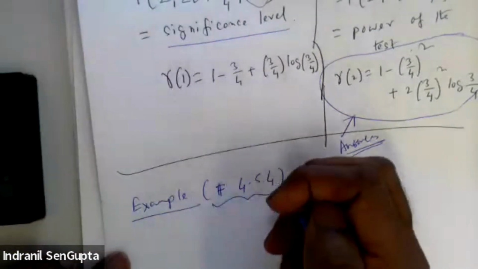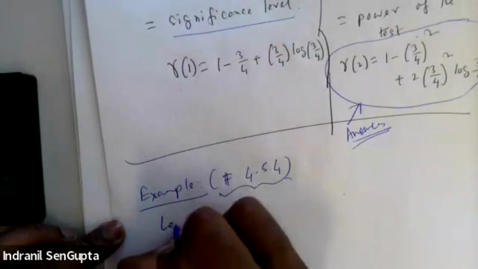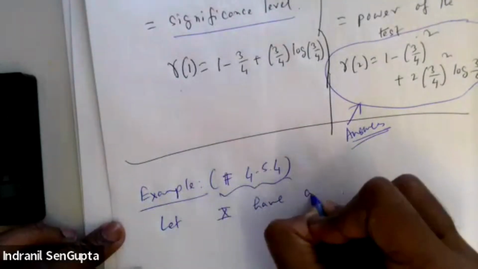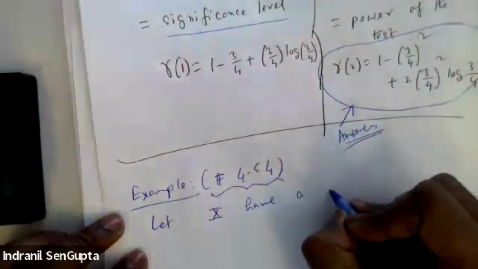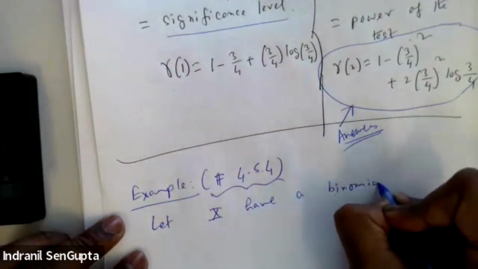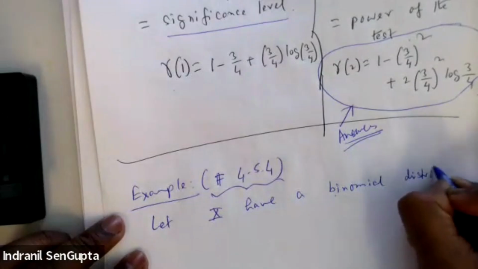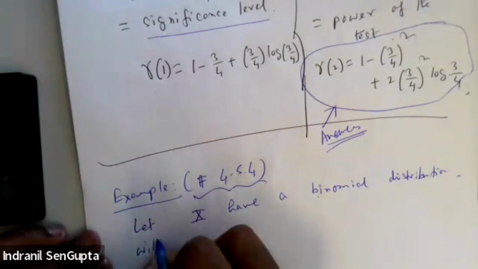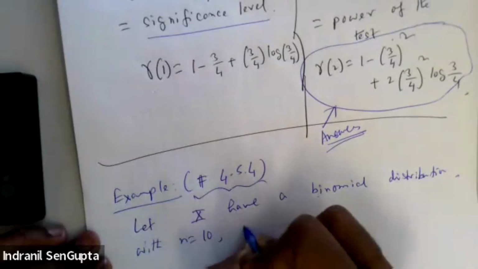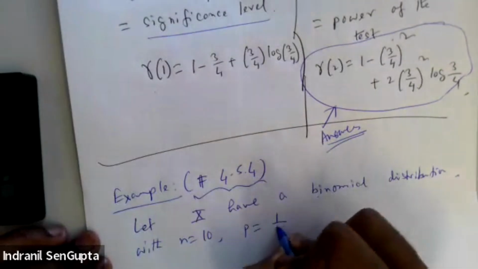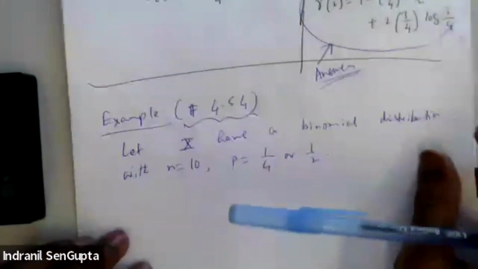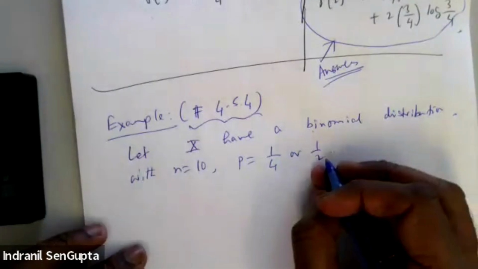So it goes like this. Let x have a binomial distribution with n equals 10 and p equals either 1/4 or 1/2. So we have to check the hypothesis 1/4 or 1/2.